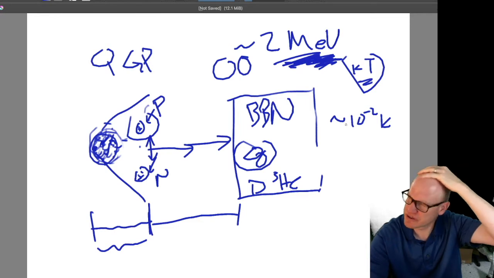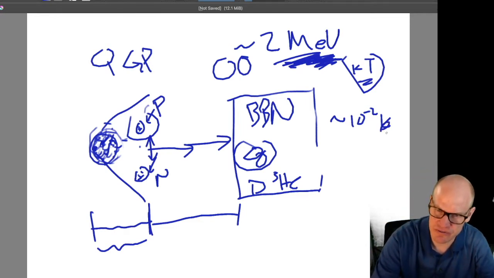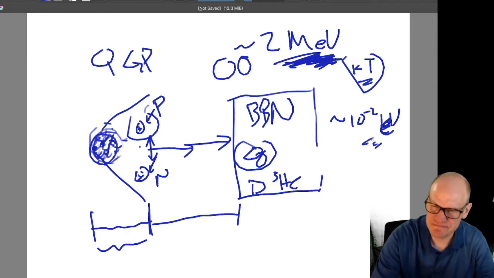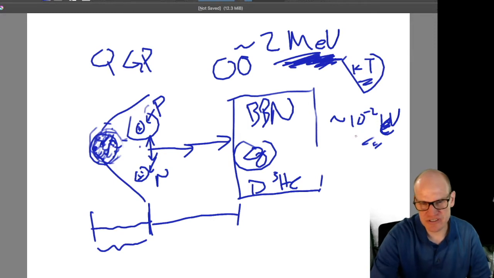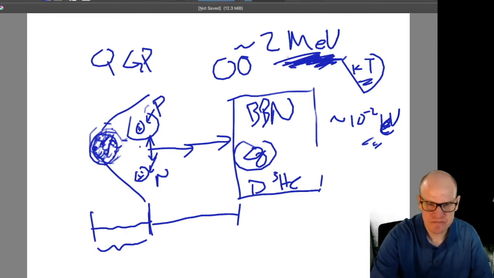Room temperature is 300 Kelvin, not 10 to the minus 2 Kelvin. 10 to the minus 2 electron volts, I think, is the temperature of, like, room temperature. And so this is, what, almost a billion times room temperature. So that's pretty hot.